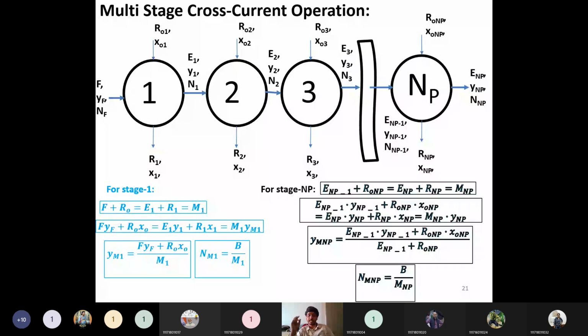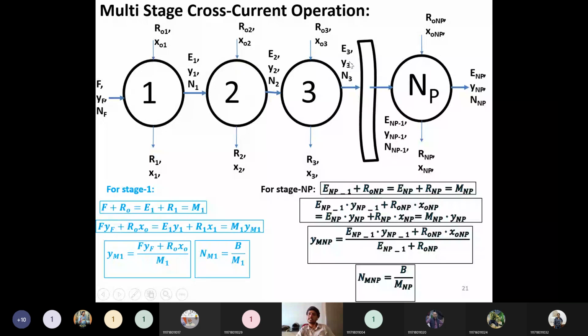For example, initially the fresh feed is given as an input to the first stage of a multi-stage cross current operation. Then for the next stage, the extract stream given by the first stage is falling as a feed stream for the next stage. And similarly, the extract stream from the second stage is given as a feed stream for the third stage. And similarly, for the NPth stage, or the last stage, the NP minus 1th stage extract has been given as a feed for this NP stage.